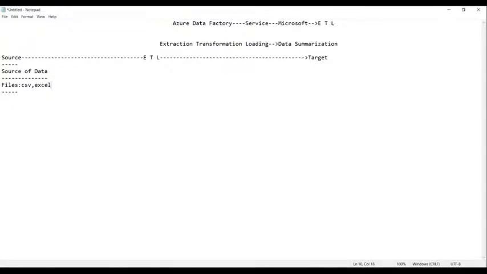So we have CSV files and Excel files. Then tab delimited files, which we call TSV, tab separated value files. And XML files, which stands for extensible markup language. We can also have JSON files, HTML files, and Parquet files.